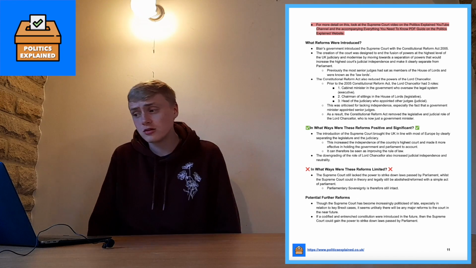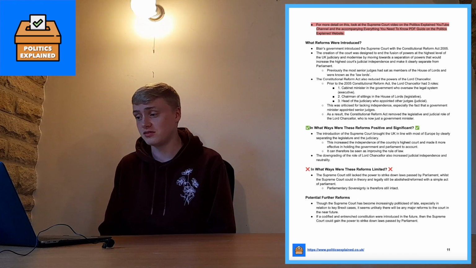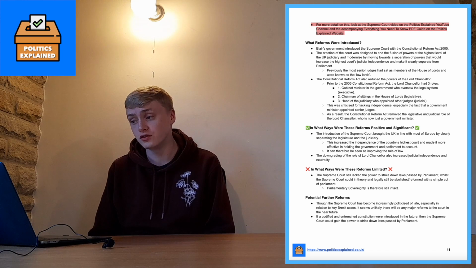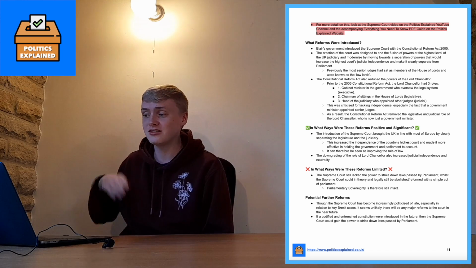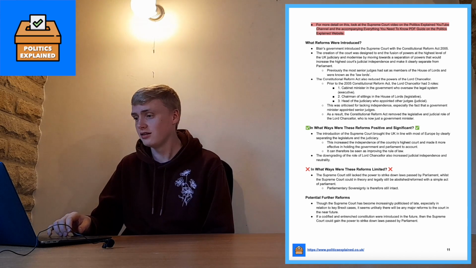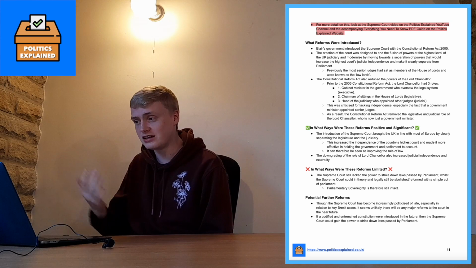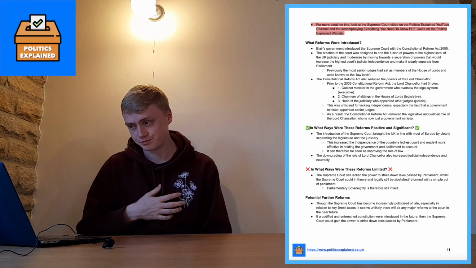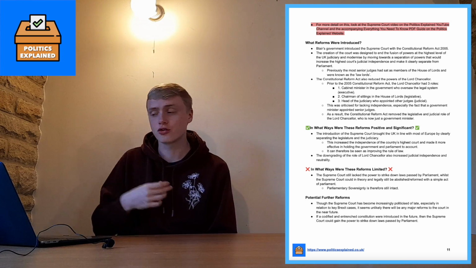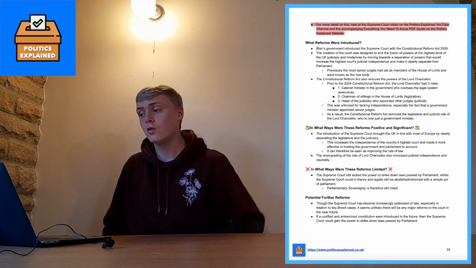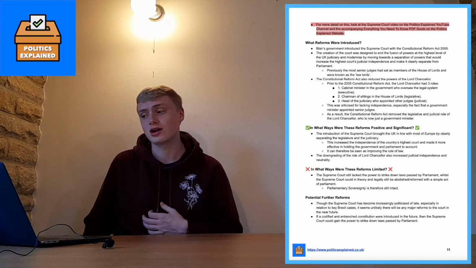So, in terms of arguments or ways in which these reforms are positive and significant, the introduction of the Supreme Court brought the UK in line with most of Europe, by clearly separating the legislative and the judicial branches. This increased the independence of the country's highest court and made it more effective in holding the government and parliament to account. It can therefore be seen as improving the rule of law. The downgrading of the role of the Lord Chancellor also increased judicial independence and neutrality.